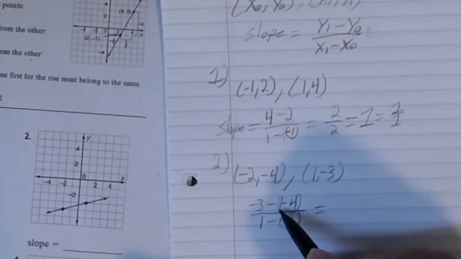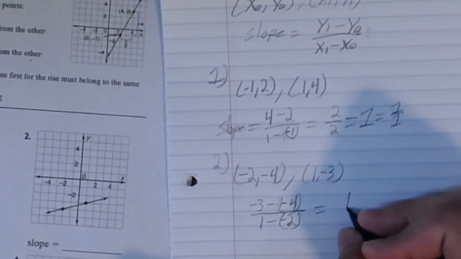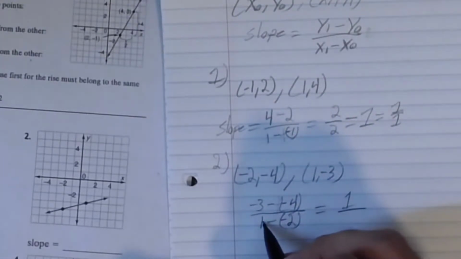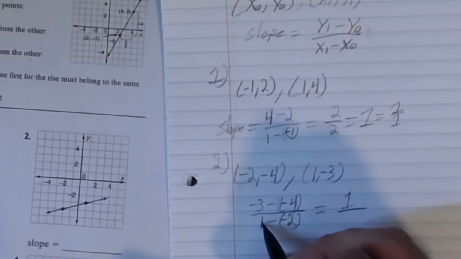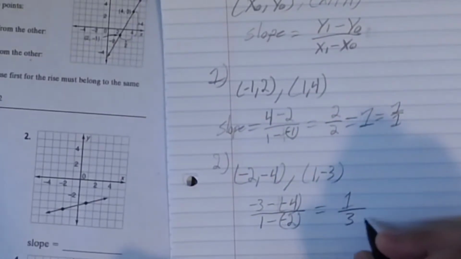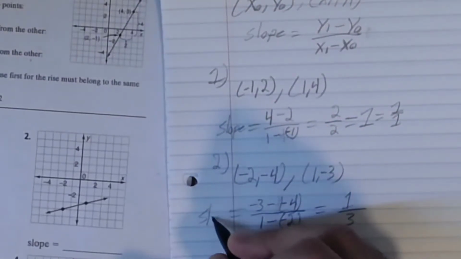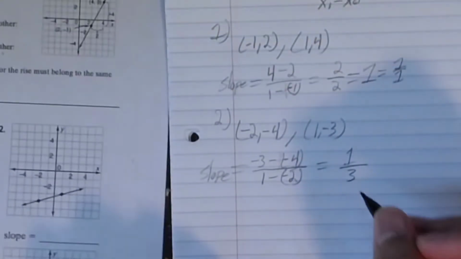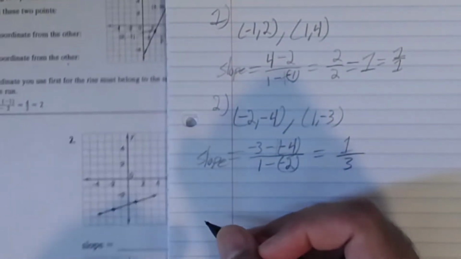This becomes a positive, so it's -3 plus 4. And what is -3 plus 4? That is a 1. And then on the bottom we have 1 minus a -2. That becomes a positive, so it's 1 plus 2, which is 3. So this is our slope. Our slope is 1 over 3, or 1/3. Okay, now let's go on to the next one.